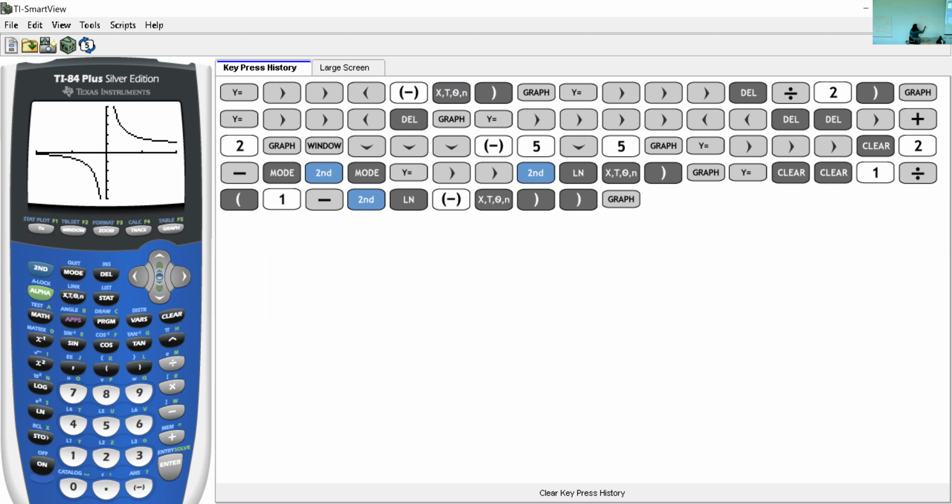What about the horizontal asymptote? Does it change? Or is it still the x-axis? Still the x-axis. Is there a vertical asymptote? And what is it? x equals 0.